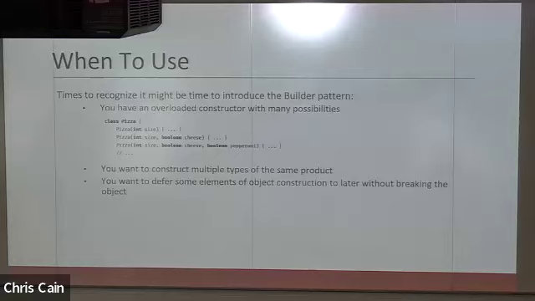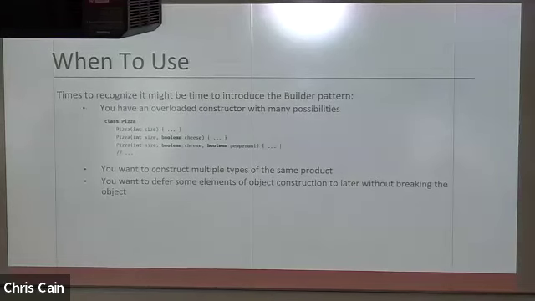So when should we think to use the builder pattern? We have some kind of overloaded constructor with a bunch of possible ways to call the constructor. So we have a constructor that takes no parameters, or a constructor that takes one parameter, or a constructor that takes two parameters, or a constructor that takes 18 parameters. Just that by itself probably tells us we need a builder.